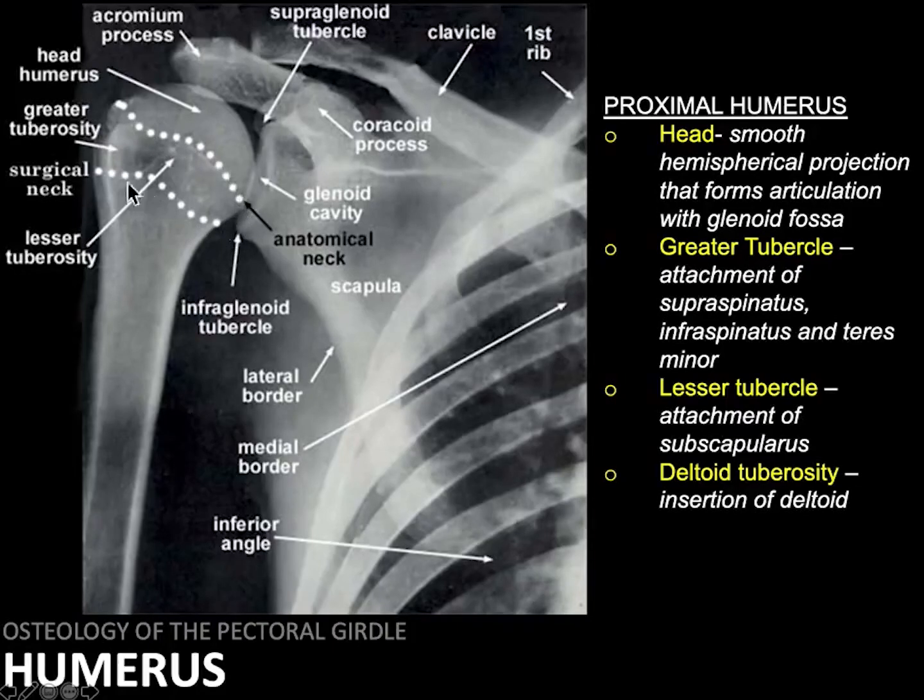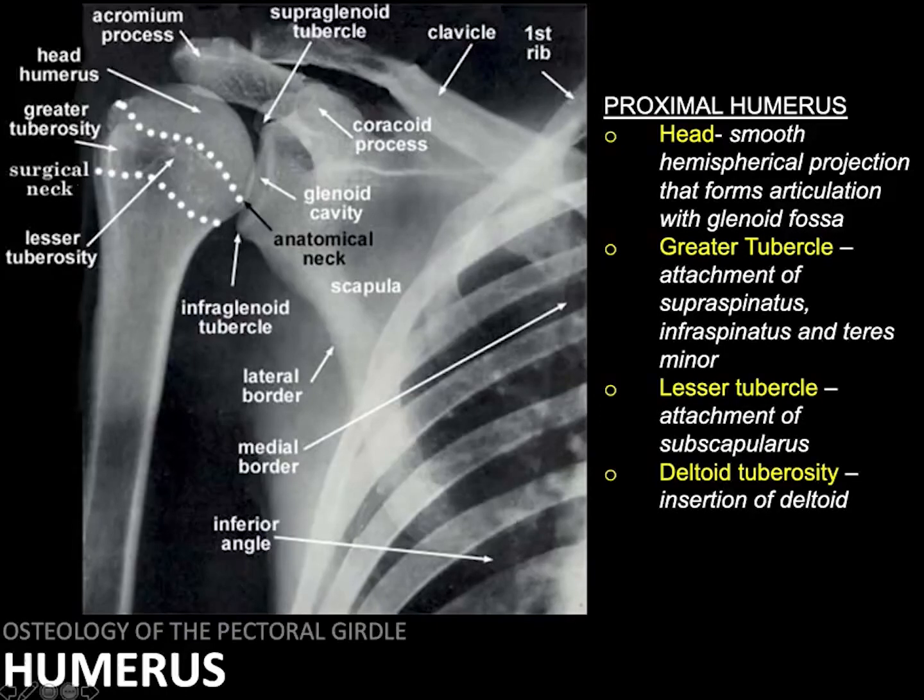So the surgical neck is obviously important when we're considering surgical procedures associated with the humerus. This is also then going to be a demarcation when we're looking at fractures of the humerus. So specifically, proximal humeral fractures account for approximately 5% of all fractures when an individual falls on an outstretched arm or directly on their shoulder.